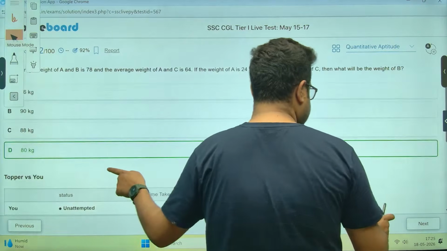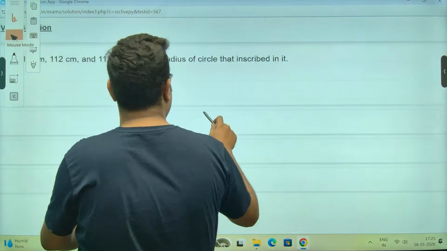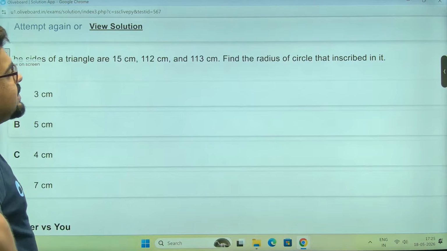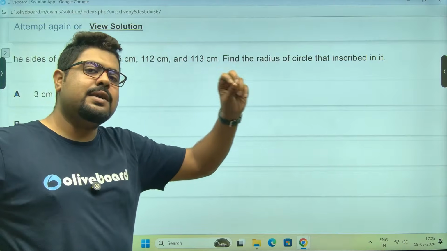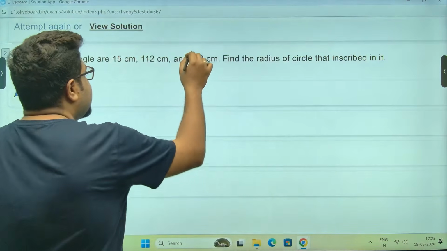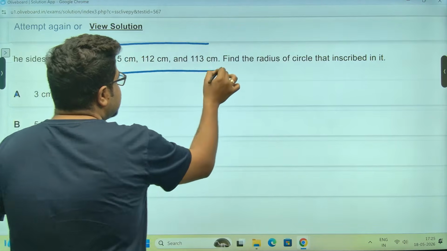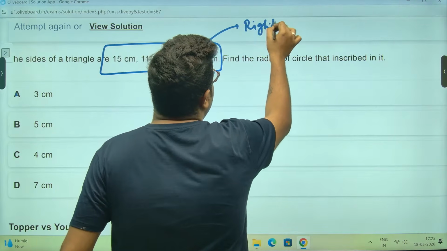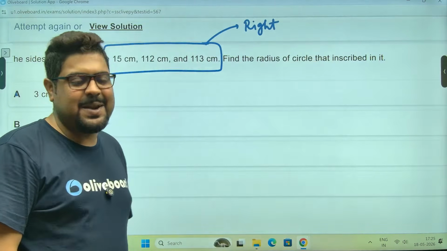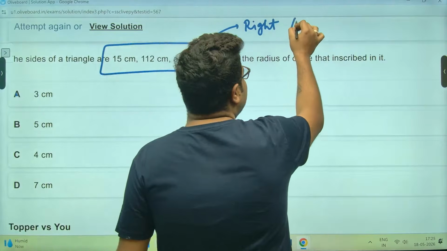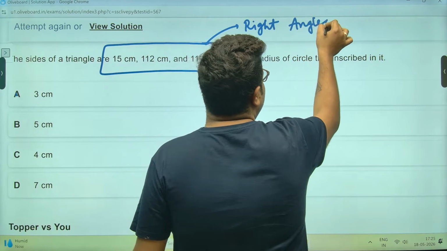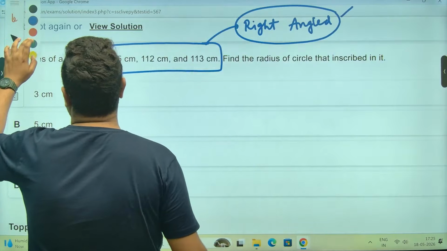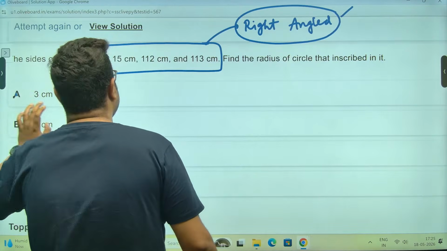Clear? Next one, please. Sides of this triangle are given. If you have done a little bit of practice, without doing anything you will say this must be a right angle triangle. Otherwise, this question has no merit. Otherwise, the question cannot be given. But still, if anyone wants to check, chalo.